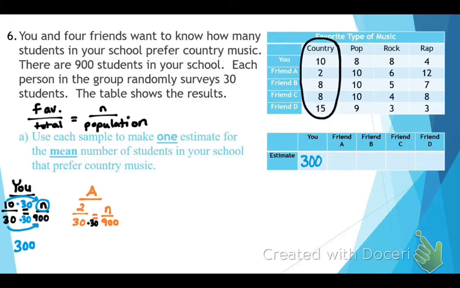30. I'm multiplying by 30 on the top and the bottom. Emma, what do I get? 60. 60 is correct. I'm going to put that over there for friend A. Who would like to do friend B? Thomas.